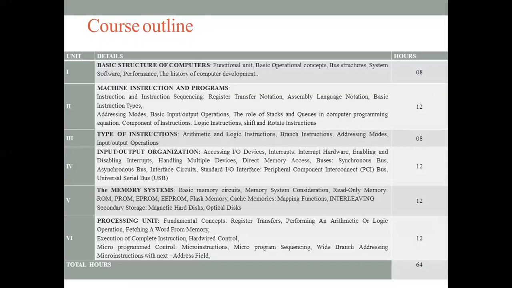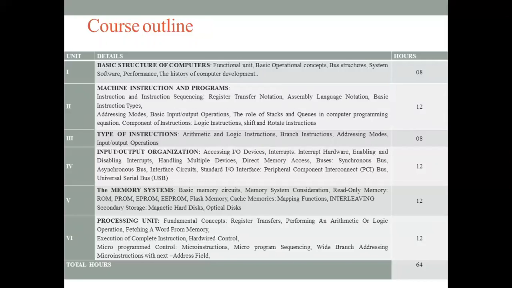Coming to the second unit, machine instructions and programs. In this, we'll be studying the basic instructions that are present to perform a task. For example, we'll be studying the logical instructions, the arithmetic instructions, the basic input-output operations that can be performed, the addressing modes, and then the basics of the shift and rotate instructions. These instructions will help us in manipulating the data.